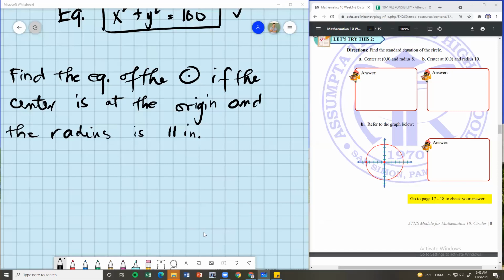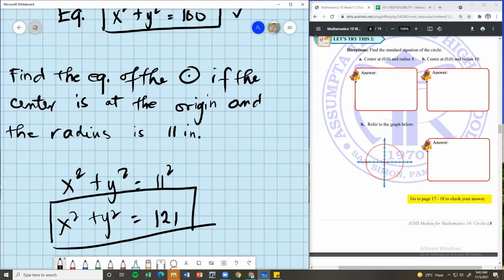You got it right. And to those who just wrote 121, oh, mali yun. Kasi this is just the r squared. And when we say equation, we need the equation talaga. Kapag origin yan, automatically x squared plus y squared is equal to 11 squared or x squared plus y squared is equal to 121. And that is the final answer. Got it? Show a reaction if you understood that process.